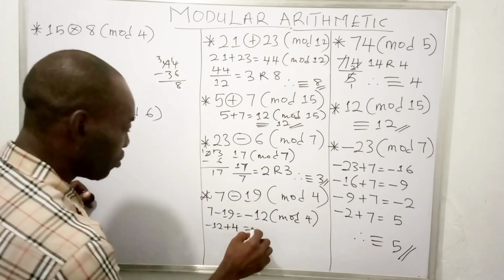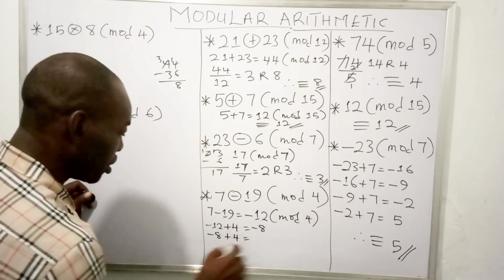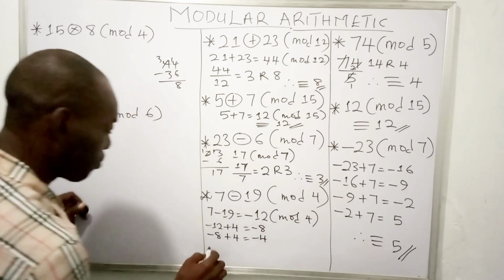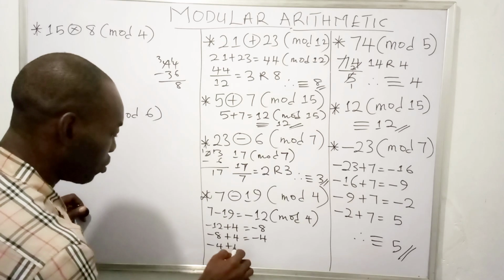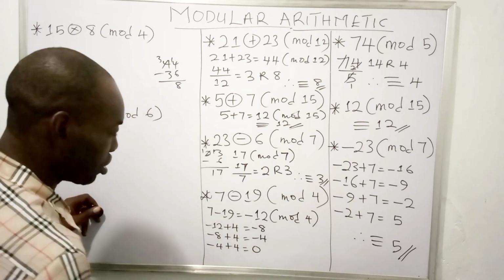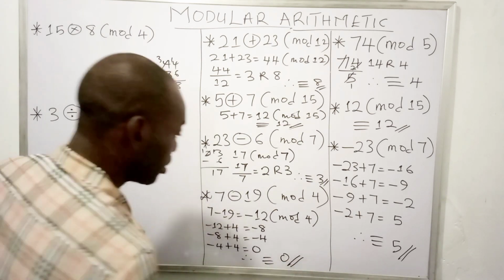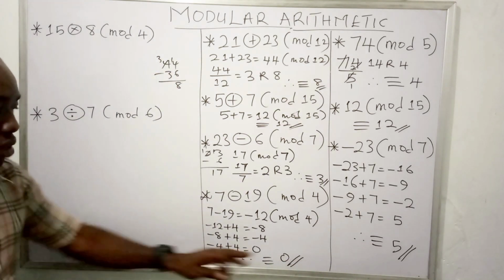Minus 12 plus 4 will give us negative 8. We repeat that again with the mod by addition, and that will give us negative 4. We repeat that again by the mod, and that will give us 0. So therefore, the solution to this problem is 0.